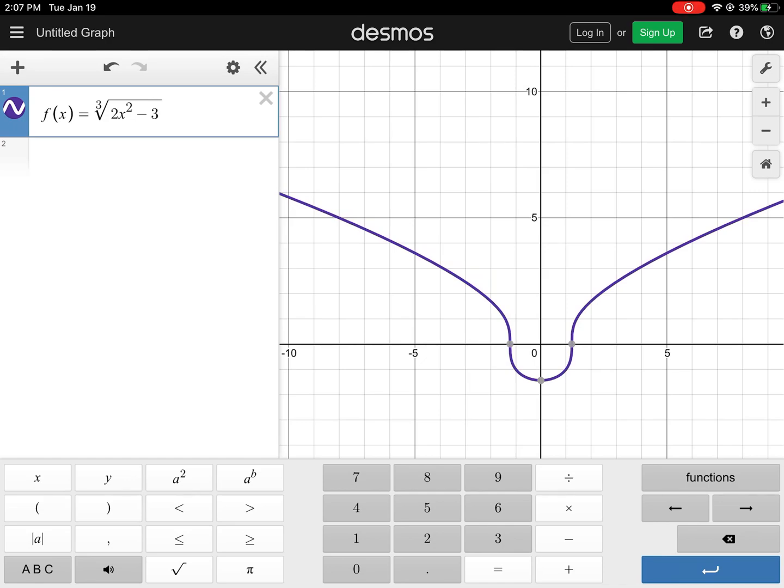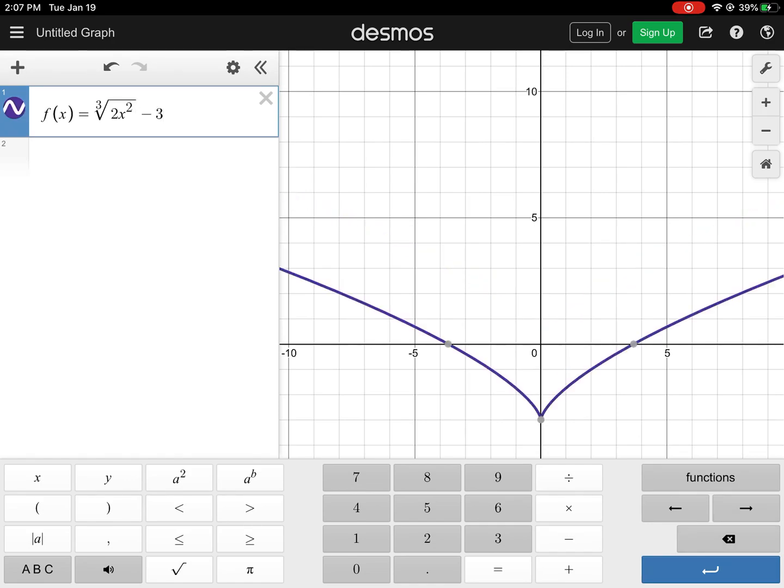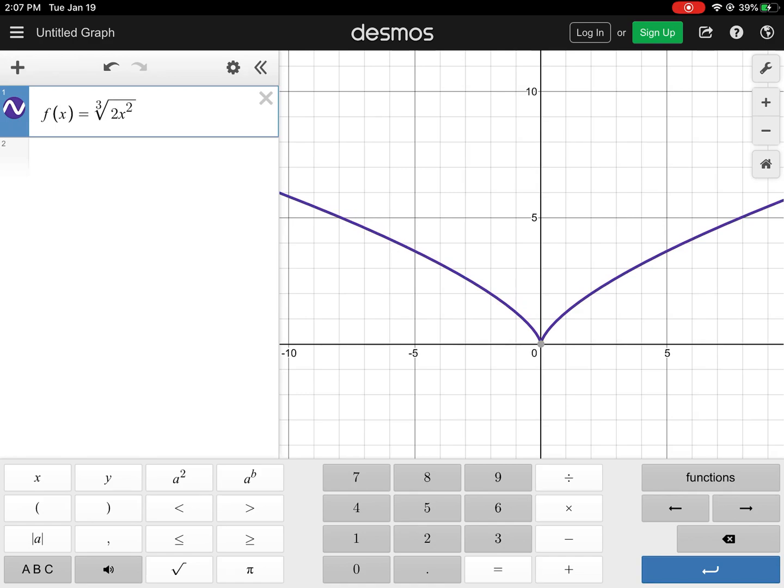Now make sure when you're typing this in, both of the terms are underneath the radical, okay, because sometimes that happens. And yes, the graph is still even, but that is not the correct graph to be looking at, because notice the negative 3 is not underneath the radical. So make sure to be careful and get that negative 3 underneath the radical, just like that.